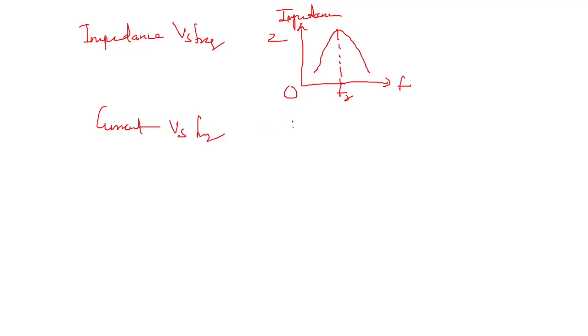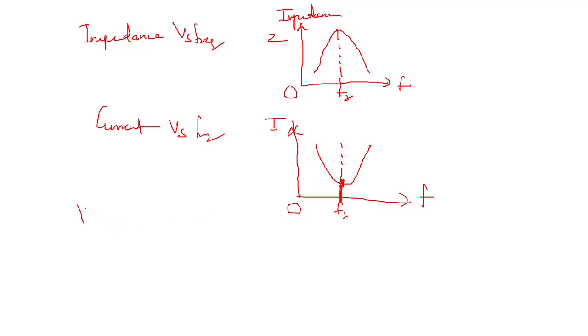So in that case, we can have current on the y-axis and frequency on the x-axis. So this graph will look like this. Now there will be minimum current at the resonant frequency. Here you can see it is minimum current because impedance is maximum.